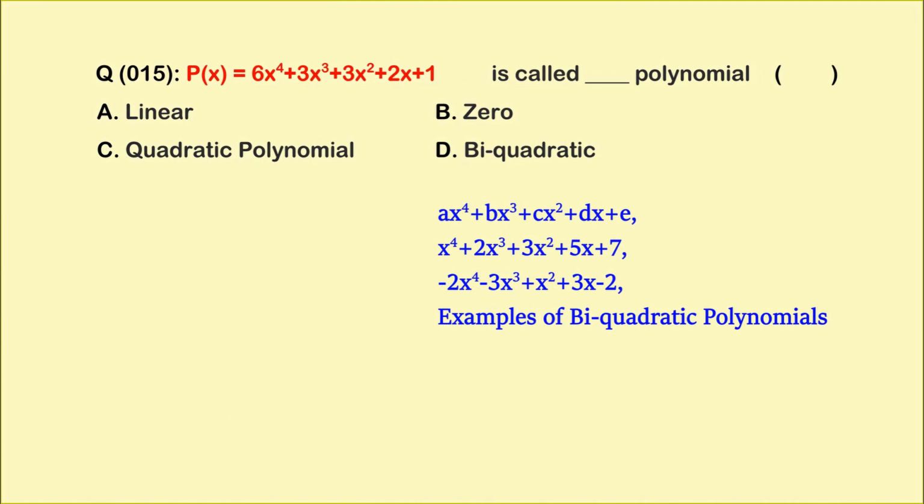Question number 15. P of x is equal to 6x to the power of 4 plus 3x to the power of 3 plus 3x square plus 2x plus 1 is called dash polynomial. As you know, the standard form of biquadratic polynomial is ax to the power of 4 plus bx to the power of 3 plus cx square plus dx plus e. So the right answer is D, biquadratic polynomial.